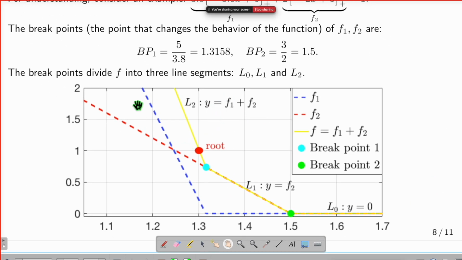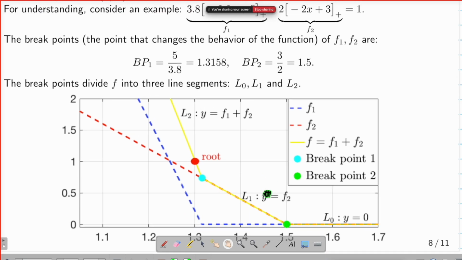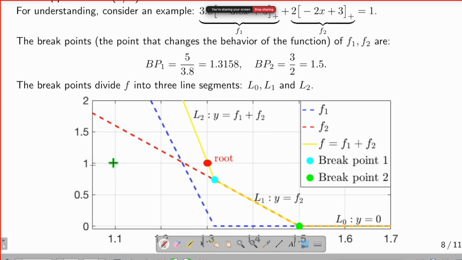So suppose my first function F1 is the blue, it's like this. And my red is this. Then yellow is blue plus red, which looks like this. And my D is 1. So I'm trying to find a cross point with this line, which is this point. That means this x gives me the root.